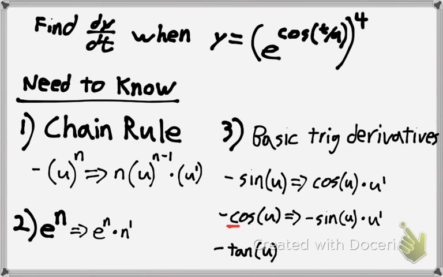And this is repeated in all of the trig derivatives. Where you have a c, you're going to have a negative once you take the derivative. So cosecant will be negative cosecant cotangent, and cotangent is negative cosecant squared. Okay, and now tangent of u, the derivative is equal to secant squared of u times u prime. And so those are the basic things that you're going to need to know to solve this problem. And so now let's do that.